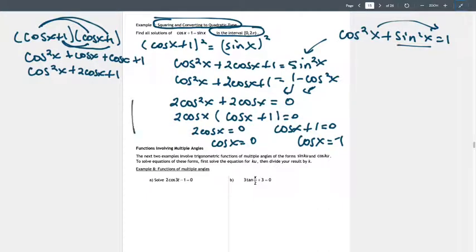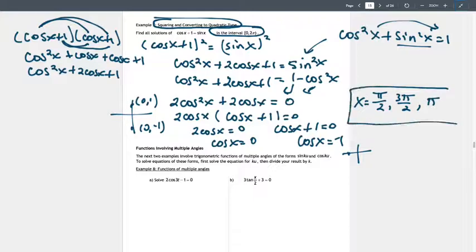So where cosine is 0 is when x is 0, because remember cosine is the x value on the unit circle. And that happens at pi over 2 and 3 pi over 2. So right now we've got the answers pi over 2 and 3 pi over 2. And then where cosine is negative 1 is over here at pi. So those are your three answers from 0 to 2 pi.